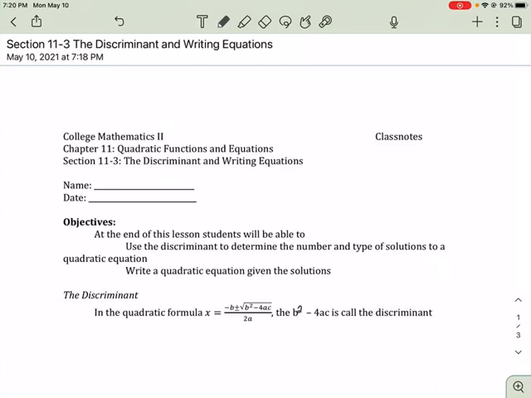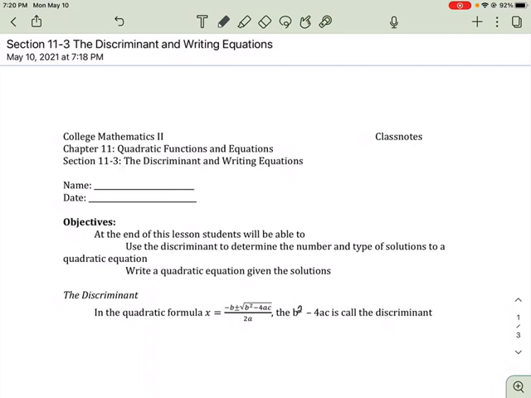Hello everyone. So today we're going to work on two things. We're going to work on what is called the discriminant, and then we're going to work on writing equations based on, hey, here are the solutions. What is the equation that got us here? All right, so we're going to use the discriminant and determine the number of solutions and the type of solutions.